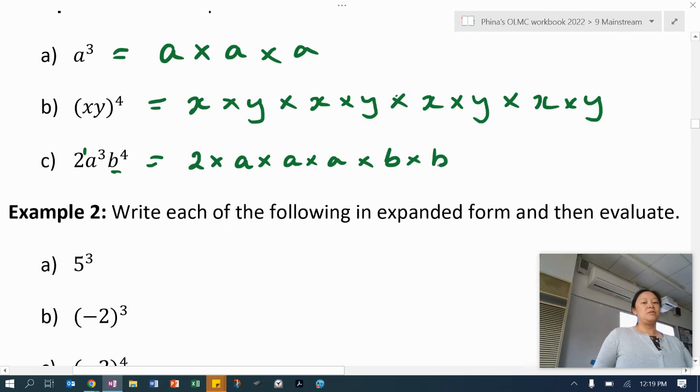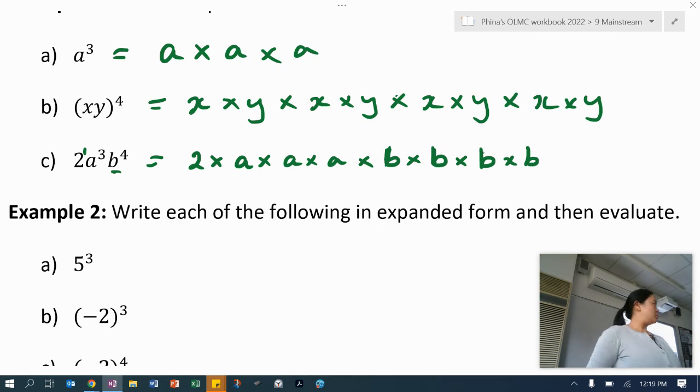Oh, my b's look like 6's too. I've got to make them look more straight. Yeah, my b's look like 6's. I curve them too much. Make them straighter. Okay? So that's how we write them in expanded form.